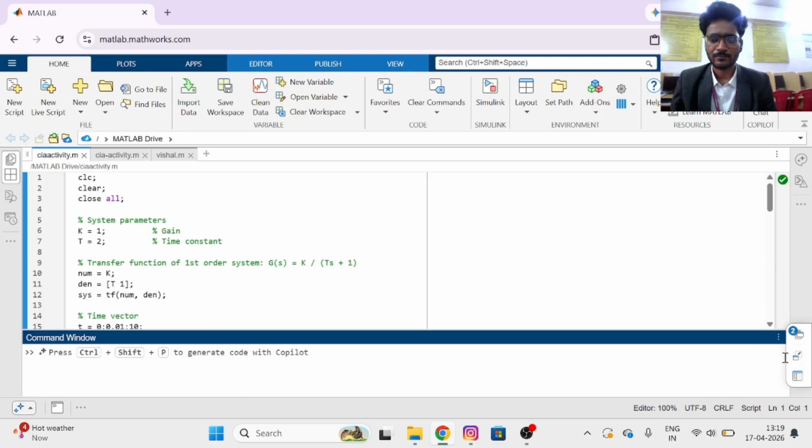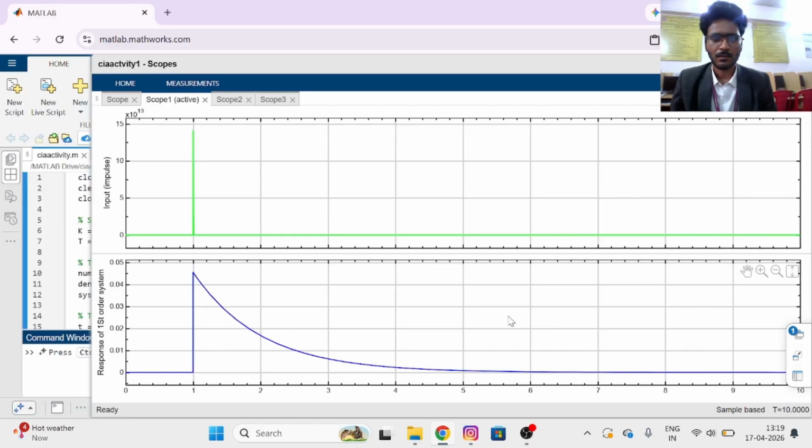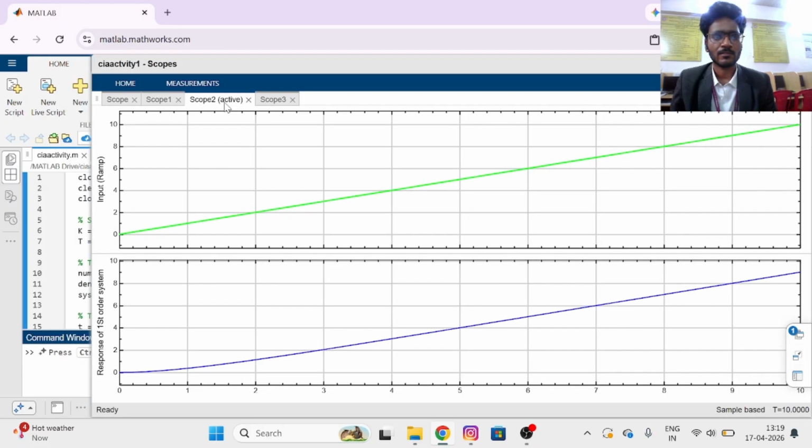So when we open that scope of the ramp, then you get a linear increment in the ramp function, and this is the response of that ramp function for the first order system. At a particular point this graph is increasing exponentially, but after some point it shows like a linear. Likewise it is showing in this representation.